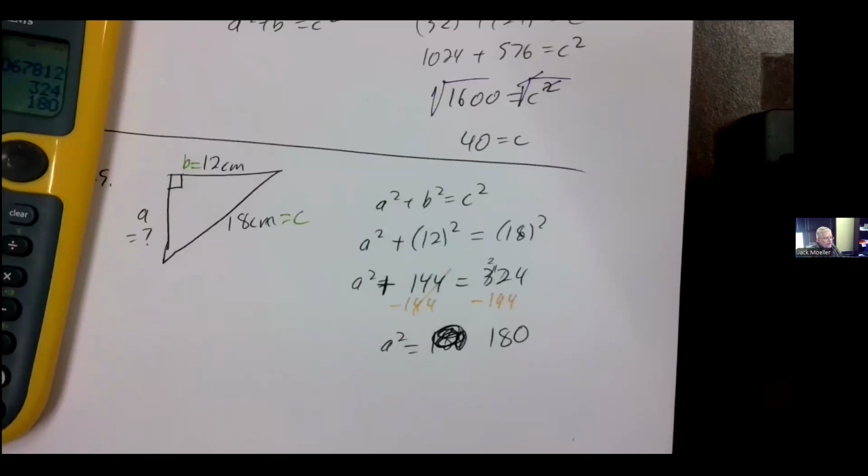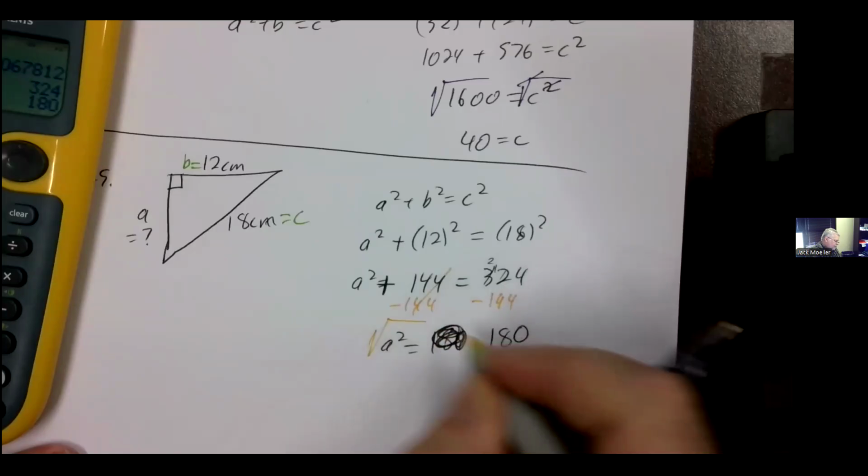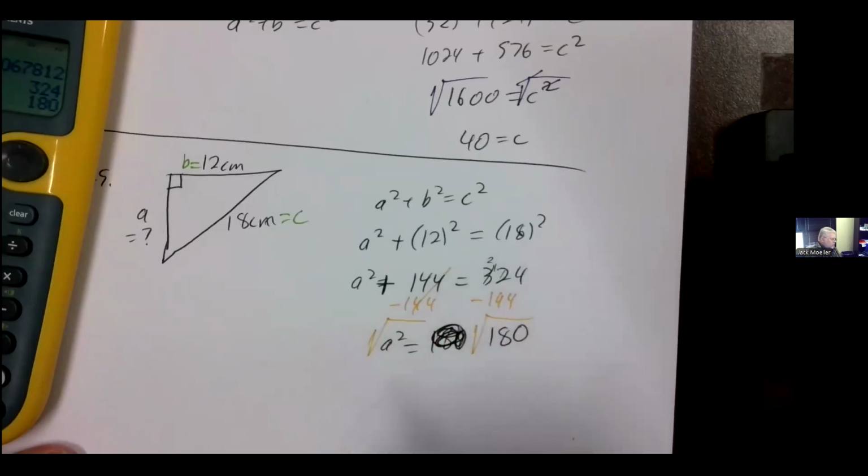All right, so now we have the square term by itself. So now you take the square root of both sides. Okay, so square root and square cancel each other out. That's why we're doing that.